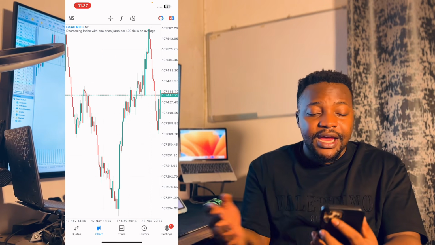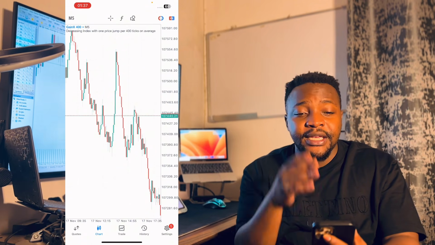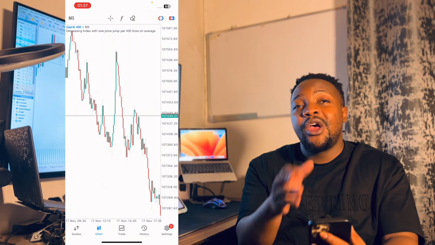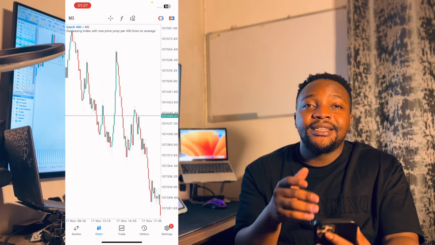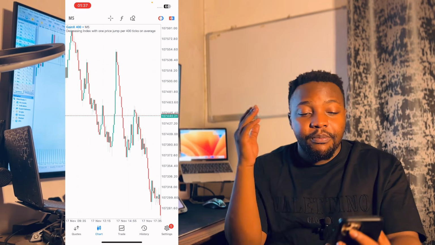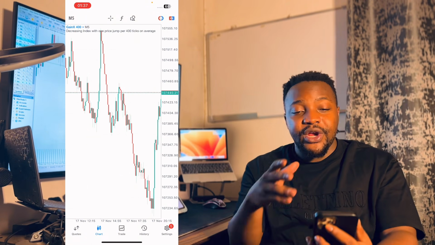So as you can see, I have a blank chart, and we're currently opening GainX 400. Now, if you send me a message on WhatsApp, I'll also show you how you'll be able to get these indices, as they are very easy to trade and very profitable. But for now, let me show you how you can actually trade them.